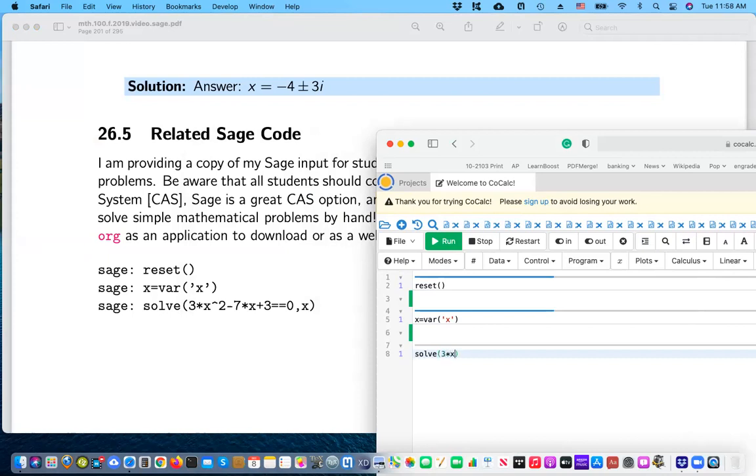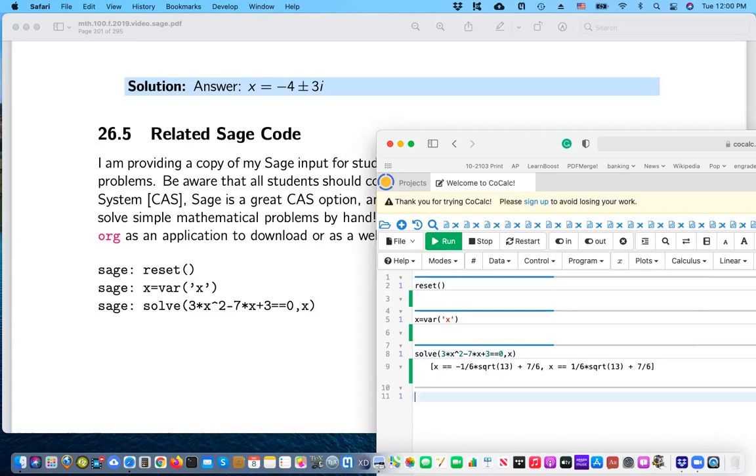3x squared minus 7x. Now, when I say 7x, it has to be 7 times x. I have to explicitly state that. Plus 3, and the double equal sign indicating an equation equals 0. And I'm going to be solving for x. Shift return. It's working. You see a little green thing going back and forth there? Might take some time. Oh, there it comes.